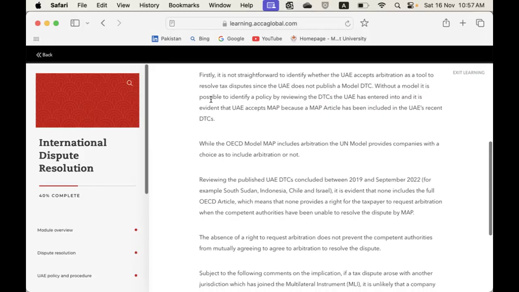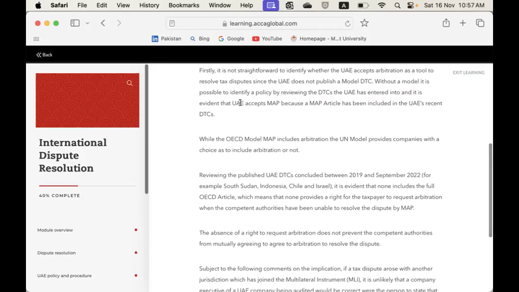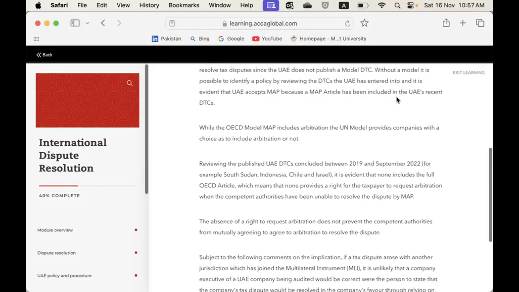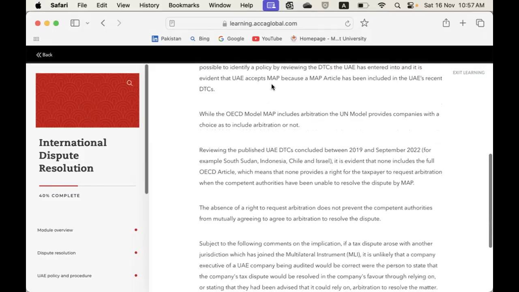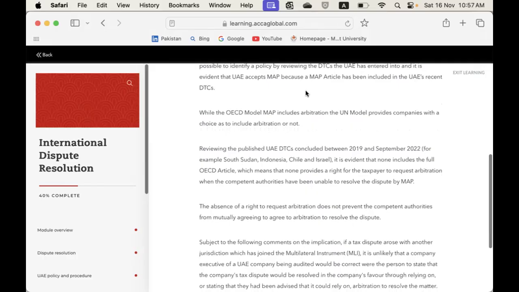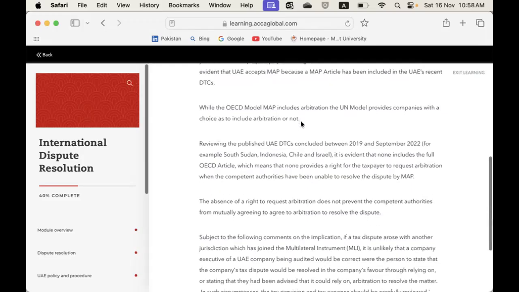Without a model, it is possible to identify a policy by reviewing the DTCs the UAE has entered into, and it is evident that the UAE accepts MAP because a MAP article has been included in the UAE's recent DTCs. So MAP, again, mutual agreement procedure, is the topic of today. And in the majority of tax conventions of the UAE, this MAP article has been included.